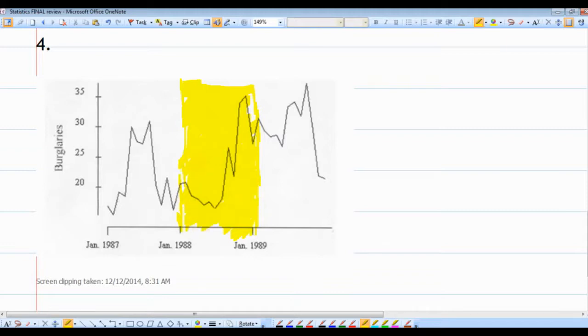You don't need to be in AP Stats to know that. I hope my algebra kids would know where the maximum is here. The maximum, of course, is that gigantic peak right there. That's the maximum in 1988. That maximum number of burglaries looks like about, oh, I don't know, 35 burglaries.